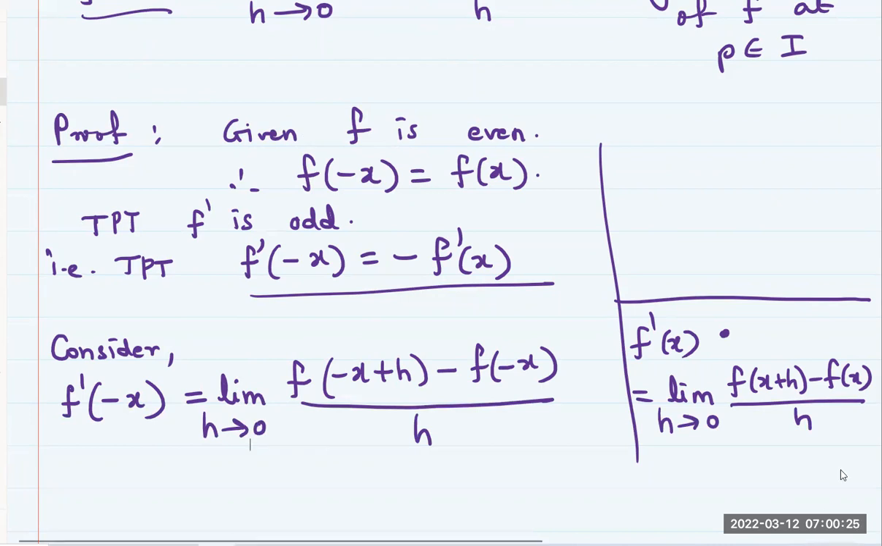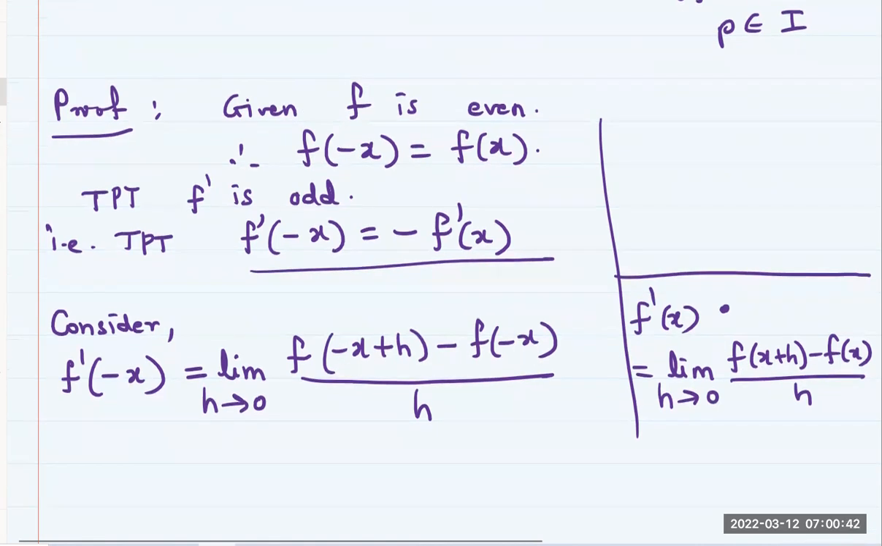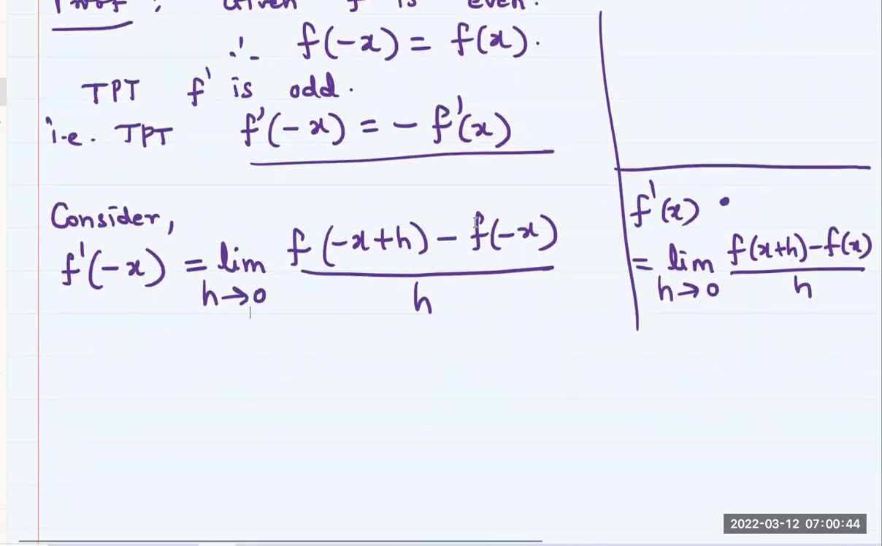So this is my definition. You can see the cursor. This is my definition of f dash x, but what I want is f dash at minus x. So I have just replaced x in the definition by minus x. That's all I have done. Now, to prove that f dash is odd, I should simplify this and get minus of f dash of x. Somehow I should get that minus sign out. Now, what about f? f is your even function.